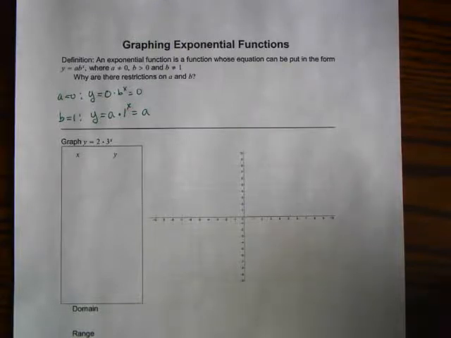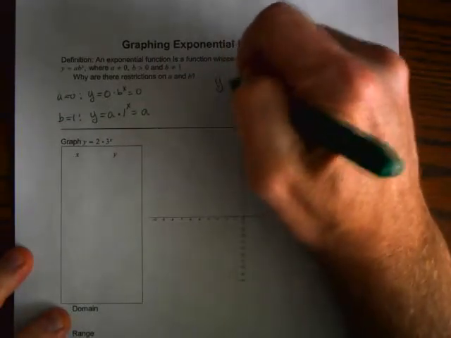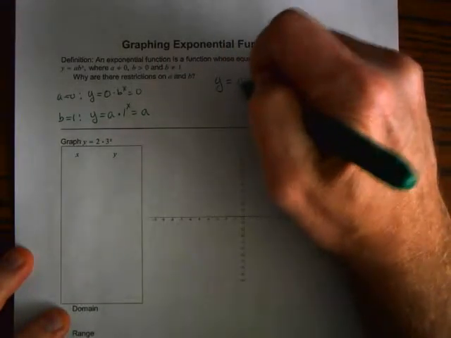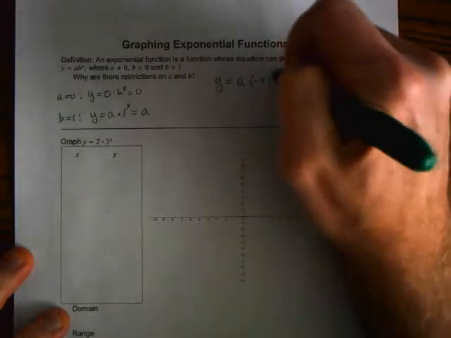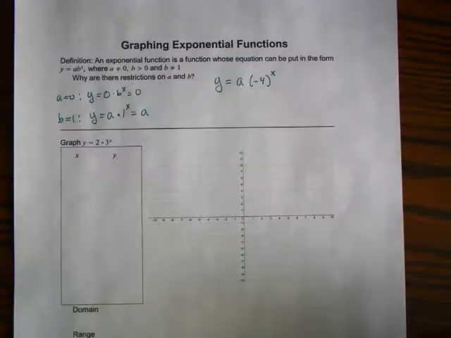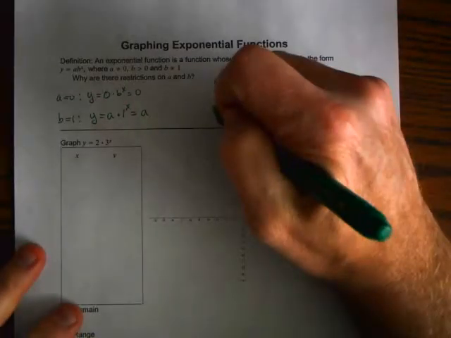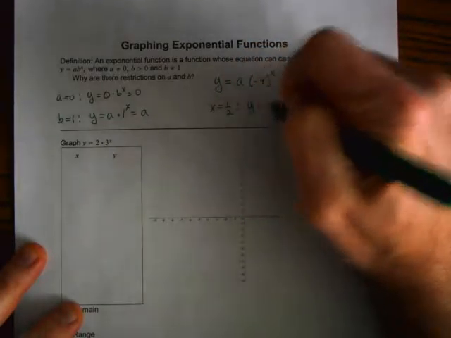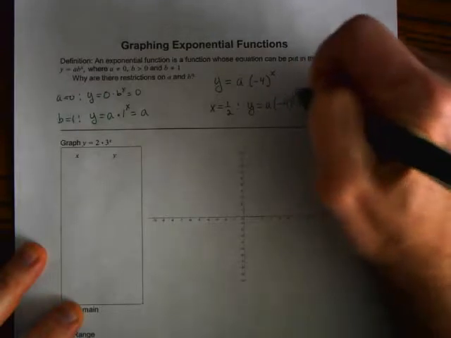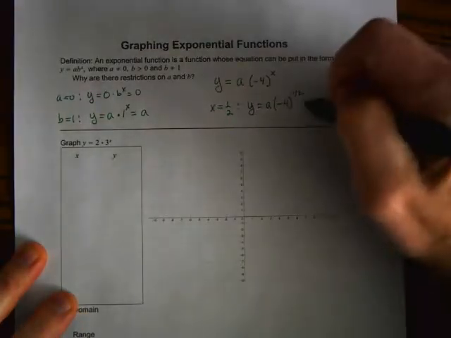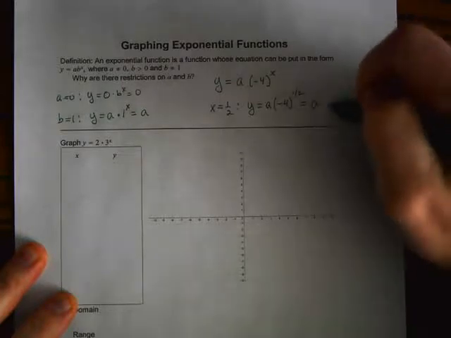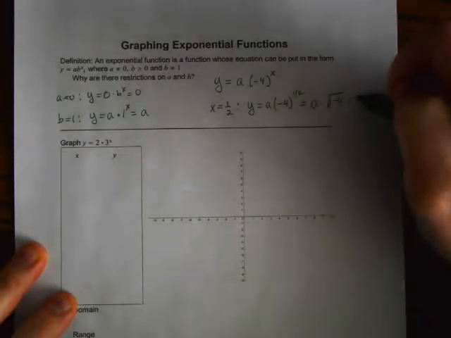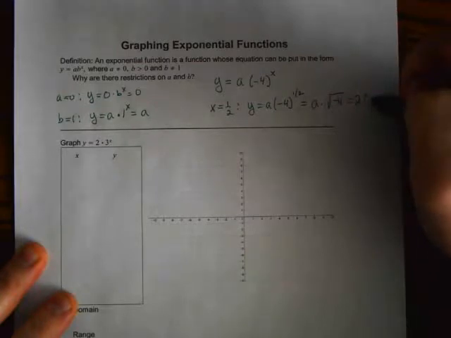All right, so why does b have to be positive? Well, let's say b is a negative number. I'm going to pick negative 4 to the x. The problem we have with this is plugging in certain numbers. For example, if I were to put x equals 1/2, then y would be a times negative 4 to the 1/2. And we remember that a 1/2 power is the same as a square root. And the issue becomes, we get complex numbers.